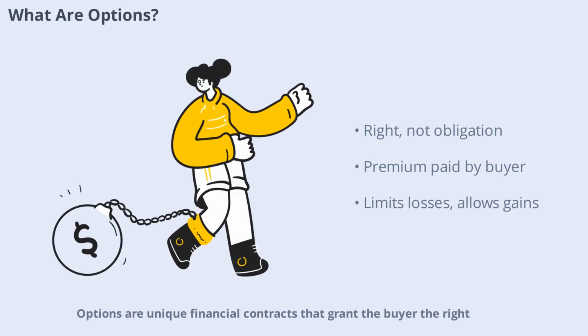Options are unique financial contracts that grant the buyer the right, but not the obligation, to buy or sell an underlying asset at a predetermined price within a specified period. Unlike futures, where both parties are obligated, options provide flexibility. The buyer pays a premium for this right, while the seller receives the premium and assumes the obligation. This structure allows buyers to limit potential losses while still participating in potential gains. Options are widely used in currency markets to hedge risks or speculate on price movements.